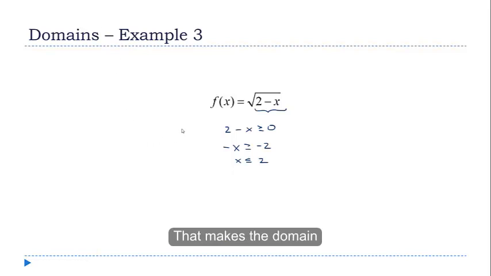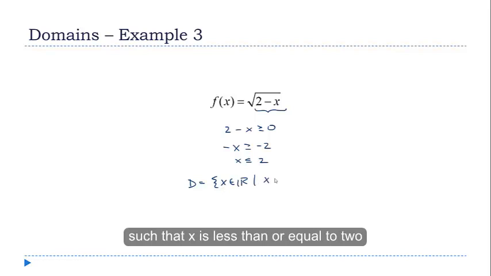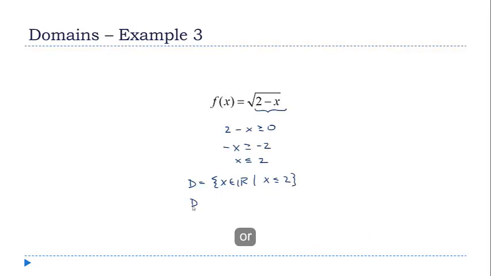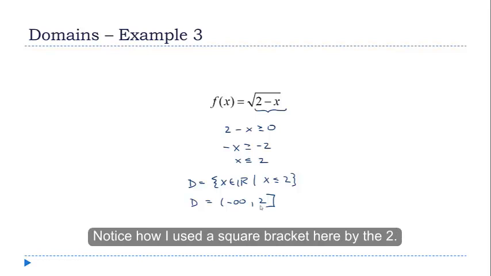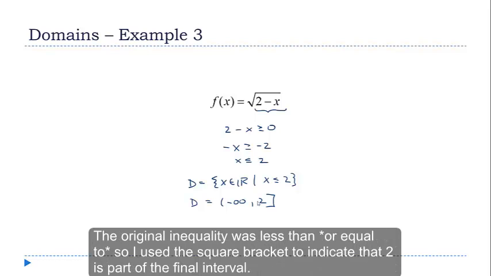That makes the domain the set of all real numbers such that x is less than or equal to 2, or the interval from negative infinity up to 2. Now, notice how I use a square bracket here by the 2. The original inequality was less than or equal to, so I use a square bracket to indicate that 2 is going to be part of the final interval.